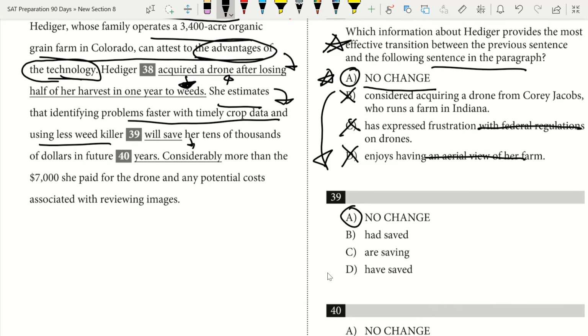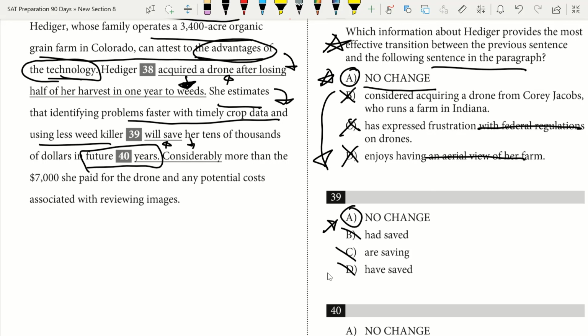Now we've got question 39. So I just talked about that one. So we've got using less weed killer will save her tens of thousands of dollars in future years. Okay, we know it's future years, so we need to be in the future tense. The only option here that's in future tense is going to be option A, will save. So we know future tense has to be 39. We know that has to be answer choice A.